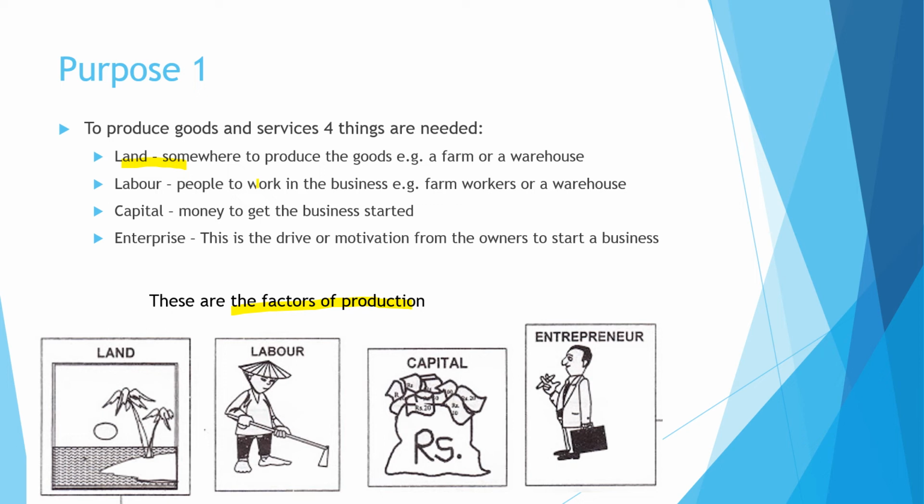Number 2 is labor. So people to work in the business. So farm workers or a warehouse worker, these are your laborers. If you employ people, they work for you, these are your laborers. So the land is a place, a physical land. Labor is people that will work for you. And then we have capital. Capital is money to get the business started. So this is a lot of money which you need to start your business.